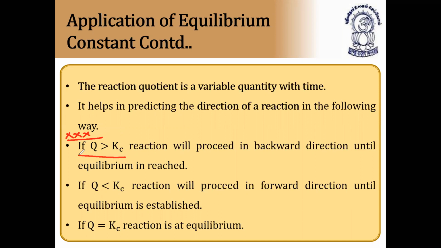If Q is greater than Kc, that is, if the reaction quotient is greater than the equilibrium constant, the reaction will proceed in the backward direction until equilibrium is reached. Backward direction means reverse direction.